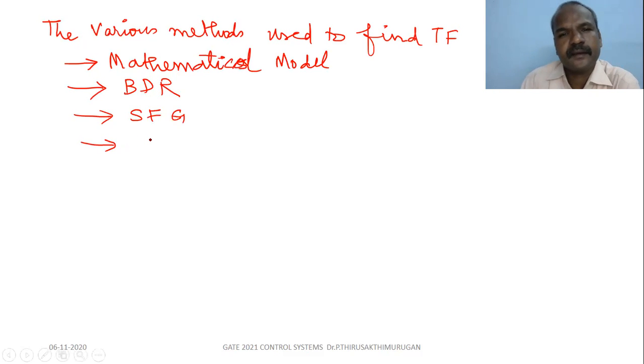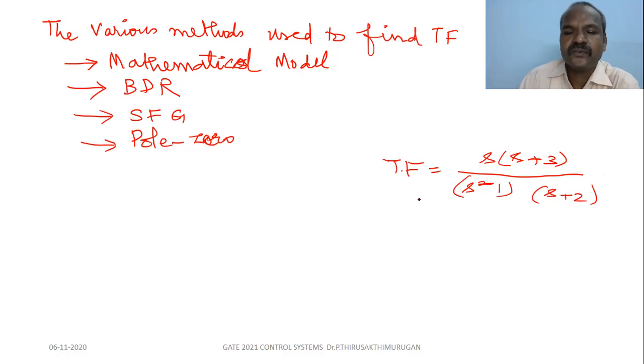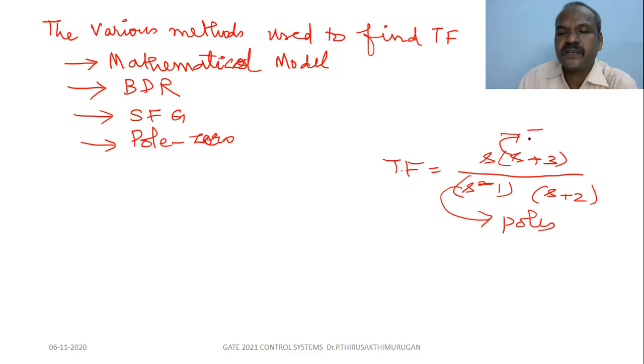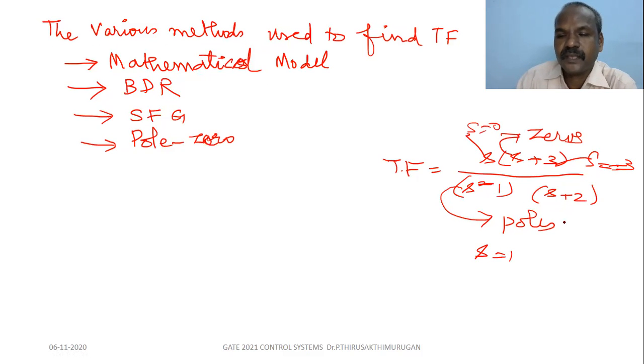Fourth method is pole zero plot. From the pole zero plot we can also determine the transfer function model. What is pole? What is zero? Poles are nothing but the denominator factors of the transfer function model. Say G of s equals some s into s plus 3, over s minus 1, s plus 2, etc. So the roots of the denominator are called poles. The roots of the numerator are called zeros. So one zero at s equal to 0, one zero at s equal to minus 3. In the poles, one pole at s equal to 1, one pole at s equal to minus 2.